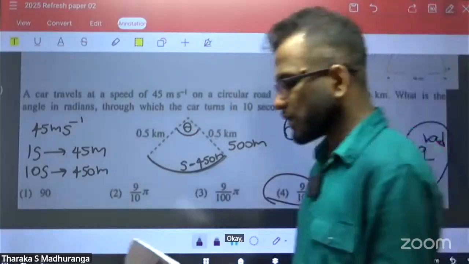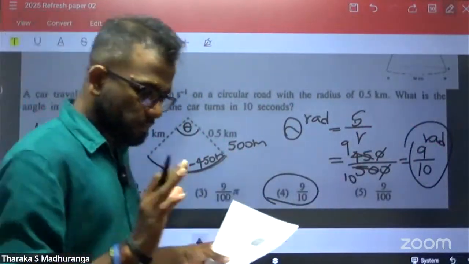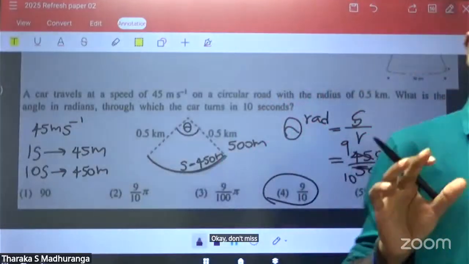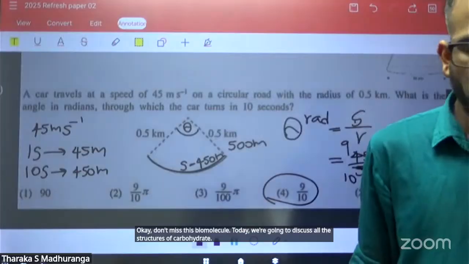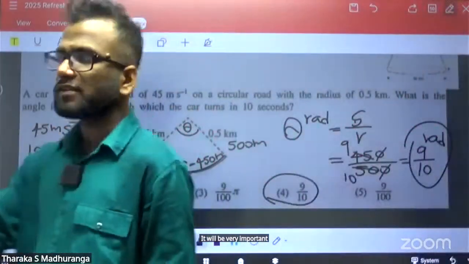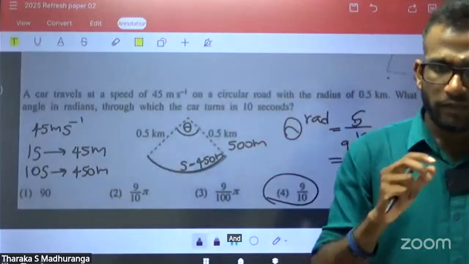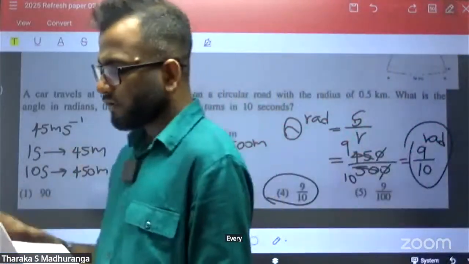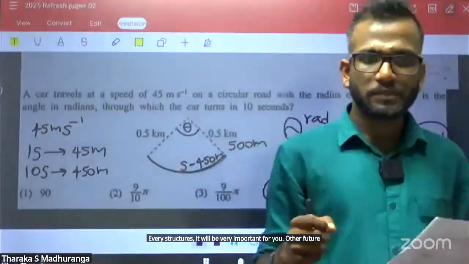Okay, let's quickly complete this. Okay, don't miss this biomolecule. Today we're going to discuss all the structures of carbohydrate. It will be very important. We discuss linear and circular structures and aldose, ketose, every structure. It will be very important for your other future chemistry lessons.